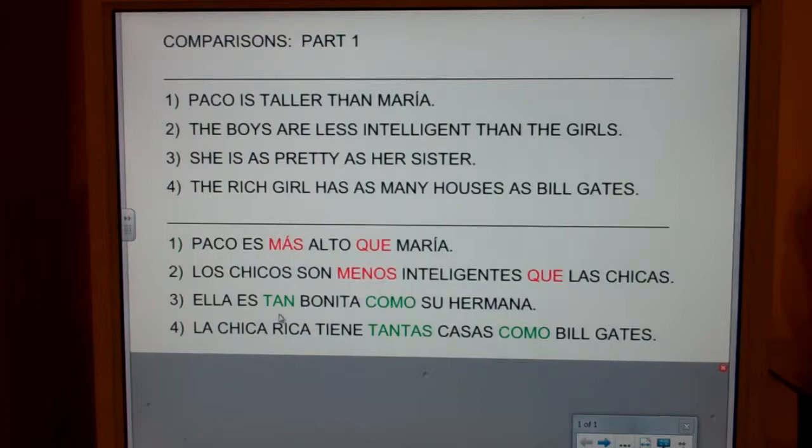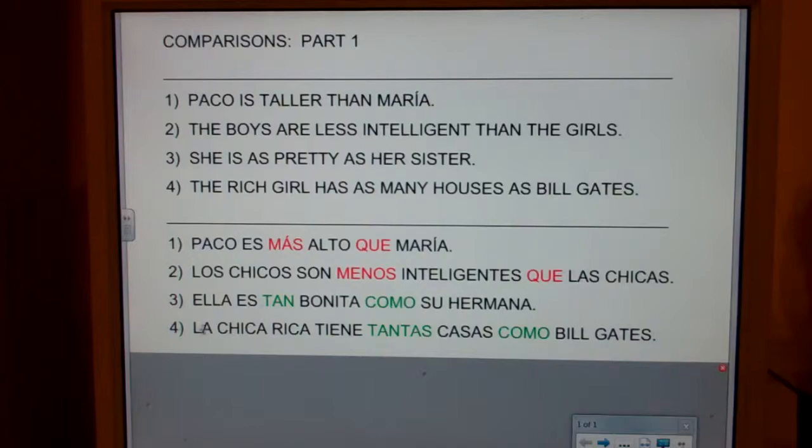Now, Mr. Holt, does tan mean so or as? It means both. Here's how you can remember it. She is so tan, or she is as tan as her sister. Tan means both so or as.